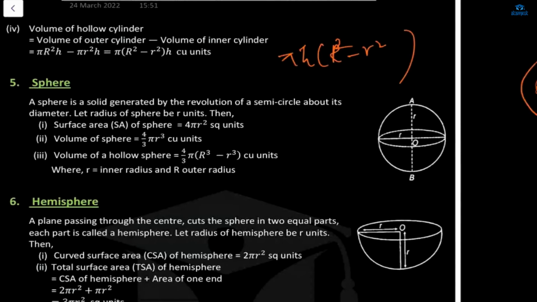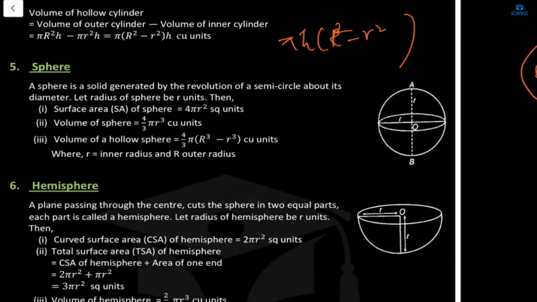Now, sphere. What is a sphere? The ball, the football that you have been playing, or any type of ball you must have seen, that is called a sphere, in a circular form, the three-dimensional form of a circle. A sphere is a solid generated by the revolution of a semicircle about its diameter. Let the radius of the sphere be r. Assume that the radius of this sphere is r. Understood?